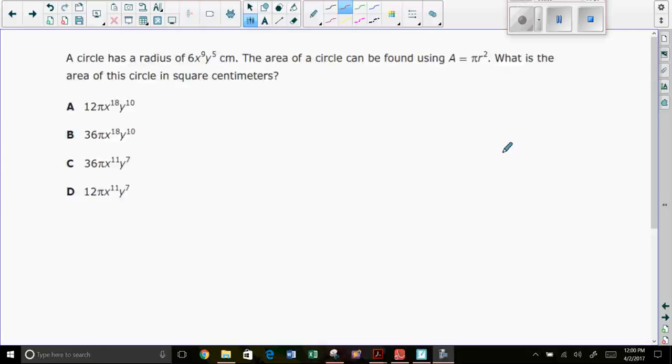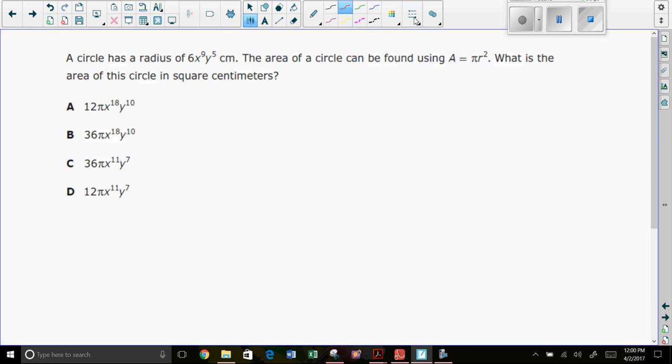A circle has a radius of 6x to the ninth y to the fifth power centimeters. The area of a circle can be found using A equals pi r squared. What is the area of the circle in square centimeters?